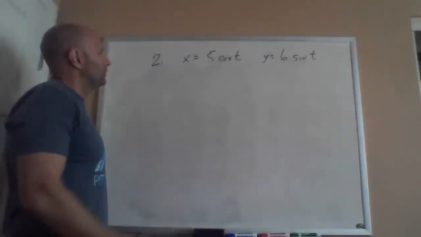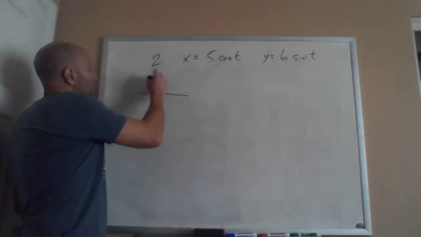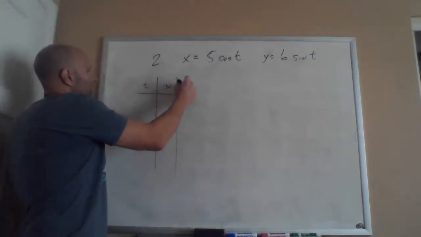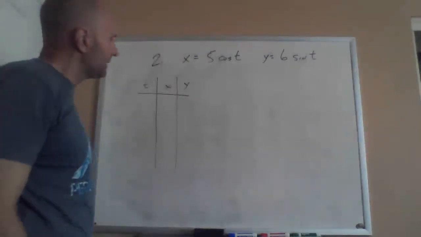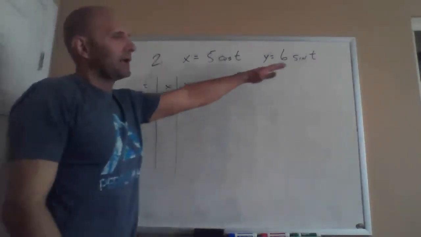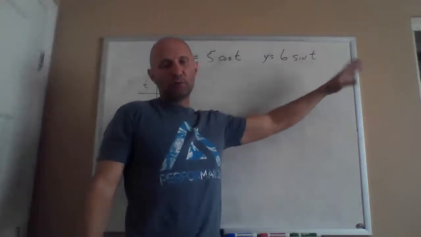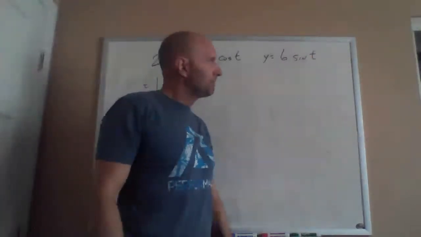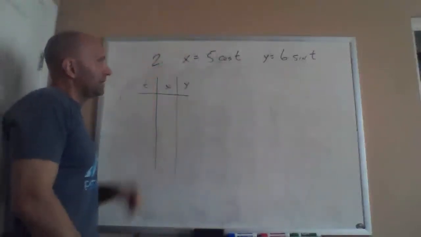So first thing we have to do is sketch it. So to do that, we're going to build a table with our t and then figure out what is x and what is y. If we're not given a restriction, so like number 4, we're told that t is between 0 and pi over 2. This one, we're not given any restrictions.